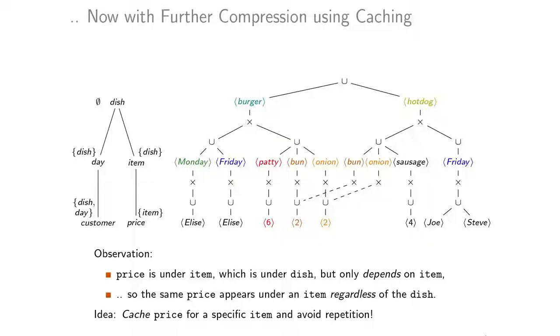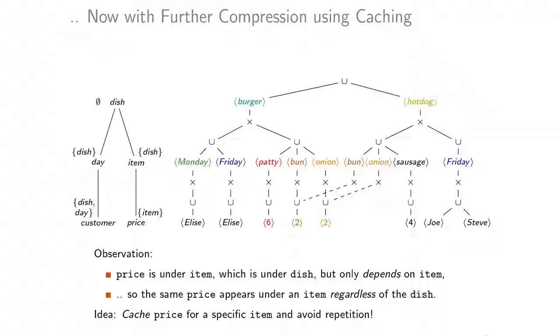Okay, so what would this mean? Means that under burger and hot dog, onion will have the same price. So you can share in this representation. Okay, so now a question is, what would be the size of it asymptotically for databases with that structure, with orders, dishes, and items, which is a good question.